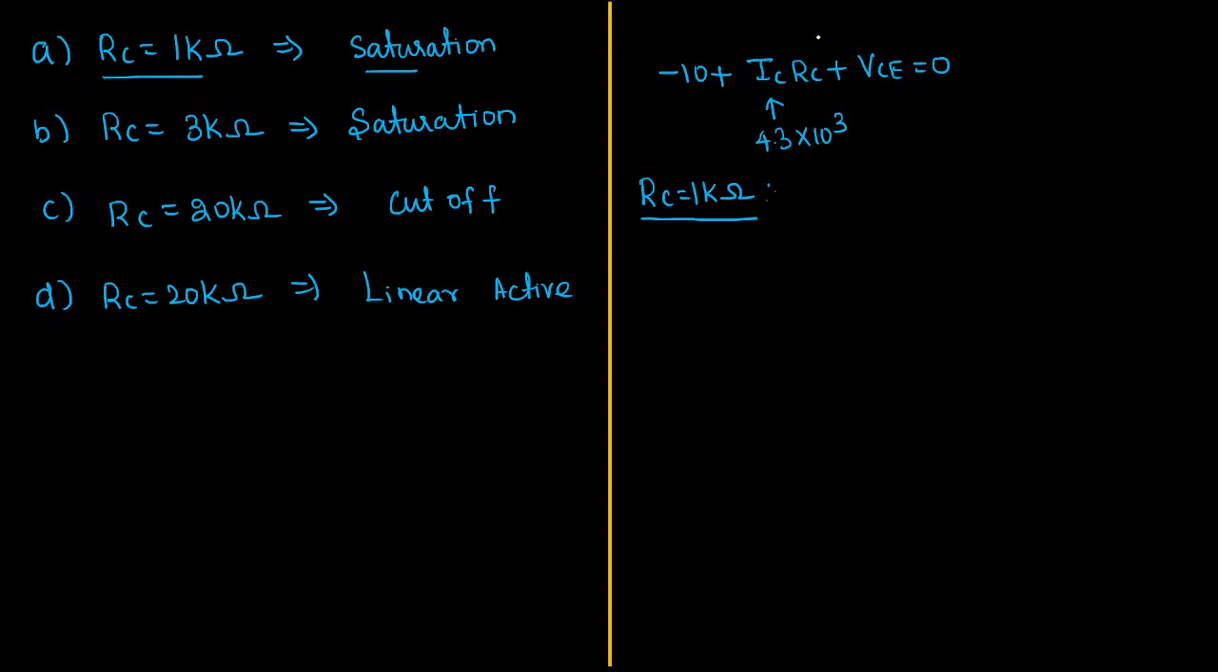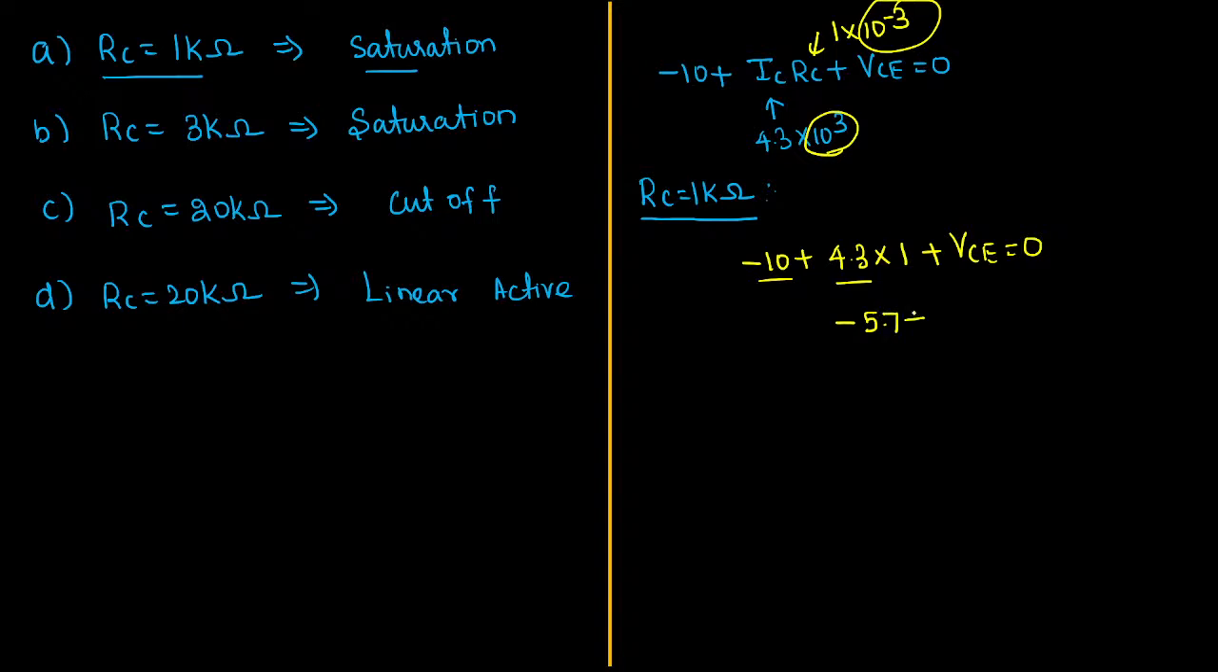Then what will you do? Directly, in place of RC I am putting 1 kilo ohm, 1 into 10 power minus 3. Then what you will be getting: minus 10 plus 4.3 into 10 power minus 3 into 10 power 3 will give you 1, plus collector to emitter voltage VCE equal to 0. Yes or no? Minus 10 plus 4.3 is how much? If I subtract these two, I will be getting 5.7. I hope I am correct. Right? So it will be 5.7. I can write minus 5.7 plus collector to emitter voltage equal to 0. From this I can write the value of collector to emitter voltage. It will be 5.7 volt.